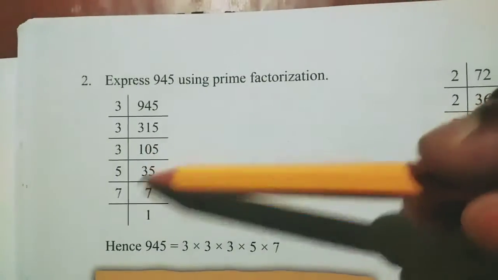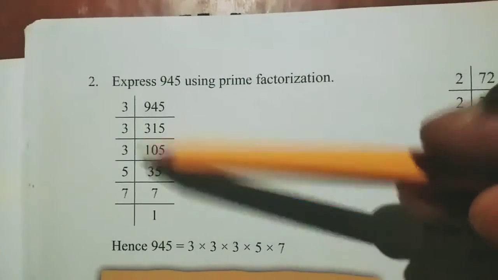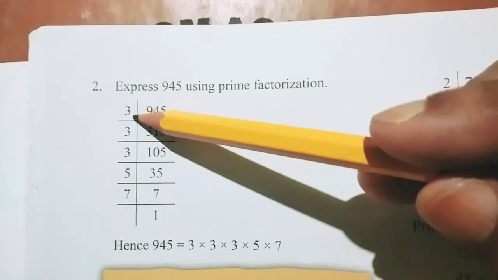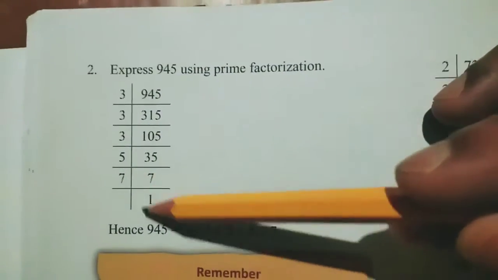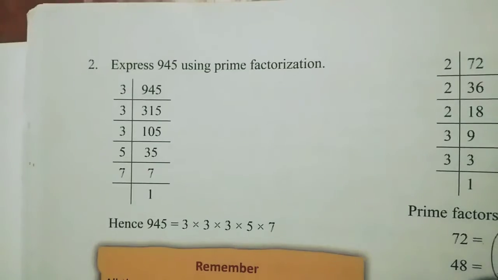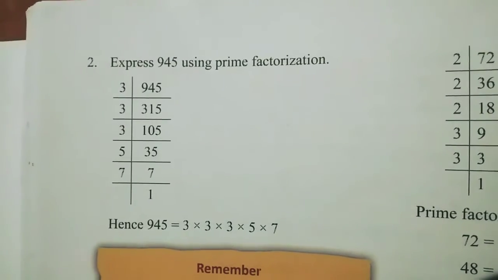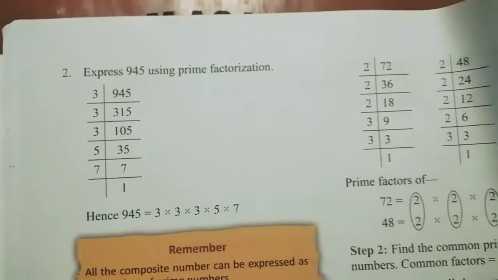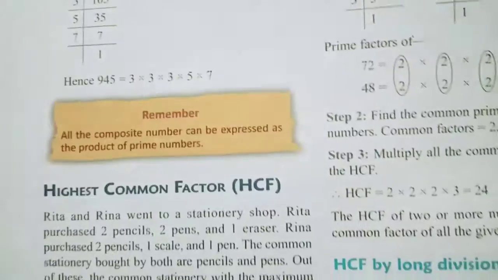So 5 times 7 is 35. Last, 7 divided by 7 is 1. So at last, write all the prime numbers: 3 into 3 into 3, 5 into 7, in this way. Understood? So this is the way of writing the prime factorization. Okay? So do not make mistakes here.